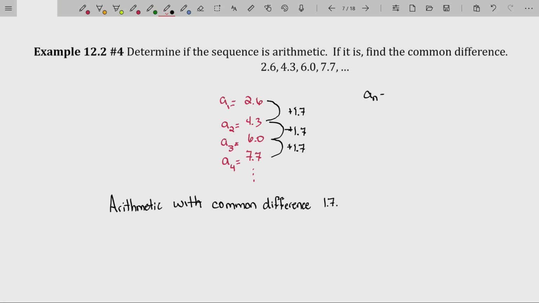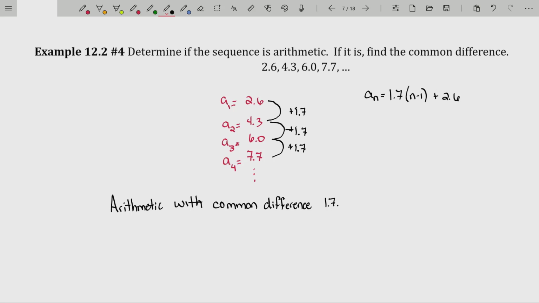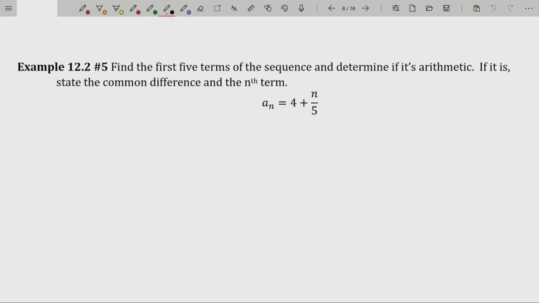Again, they didn't ask me to write down the formula, although I totally could. The formula here is just going to be 1.7 times n minus 1 plus the initial value, which is 2.6. Totally could do that. They didn't ask me to, but there you have it. Now, I really like this one. It's kind of written out of order. It should have been our second question here, but it's okay. Let's just go ahead and approach it now.